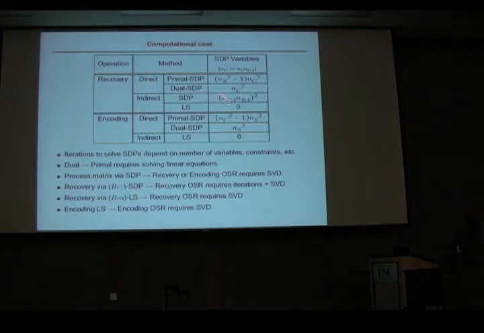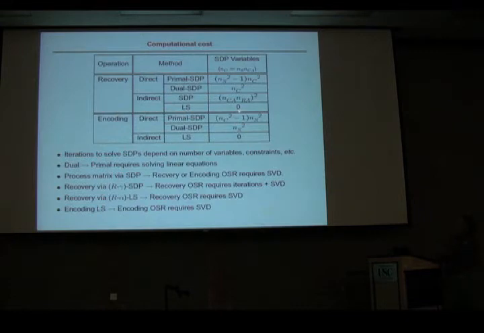Now, I didn't talk about the dual aspect of SDP. I don't know if Andrew's going to talk about it or not. But you can reduce the number of parameters in the SDP optimization by solving a dual problem. But to go from the dual solution to the primal solution, you have to solve a set of linear equations. But that's only one time, and it takes iterations to solve SDPs and so on. So in each of these steps, there's more things that have to be accounted for if you really want to add up all the time it's going to take to do this.